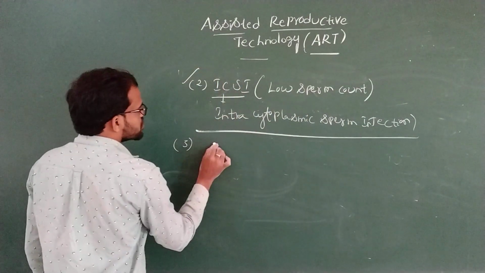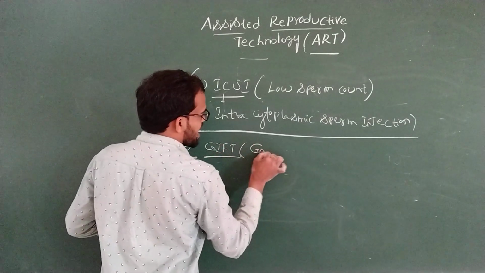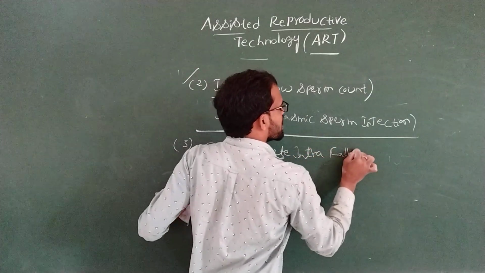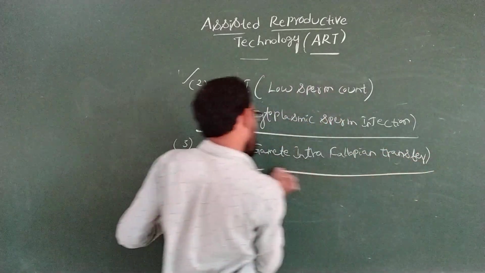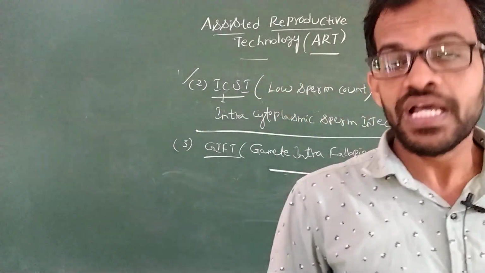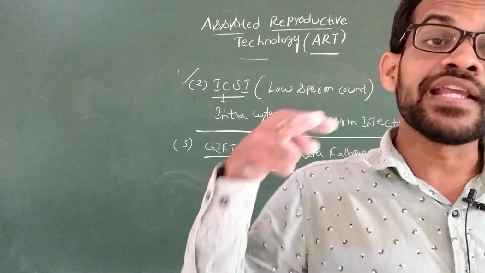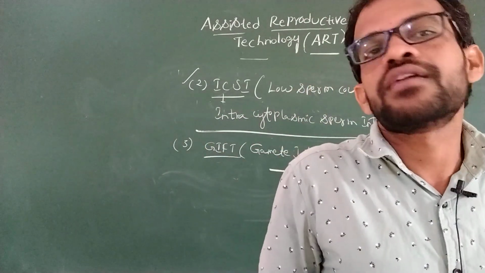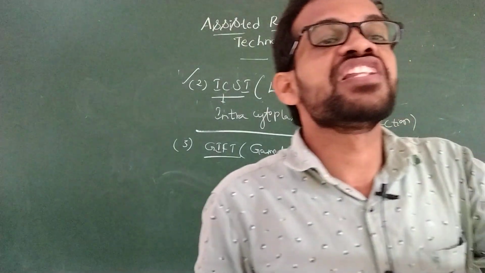What is the third technique? This is gamete intrafallopian transfer. The gametes are directly inserted, for infertile couples. The gametes are collected from donors, male as well as female. These gametes are directly inserted into the fallopian tube. Those females do not produce any egg cell or sperm cell, but the female is suitable for the development and pregnancy of the baby.